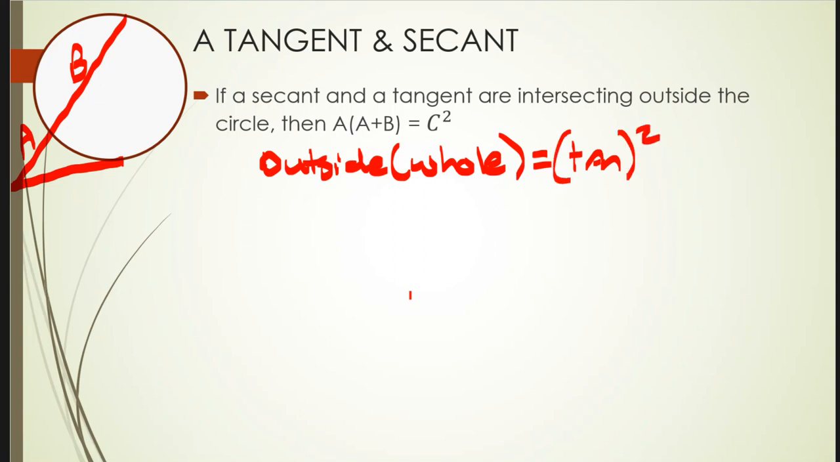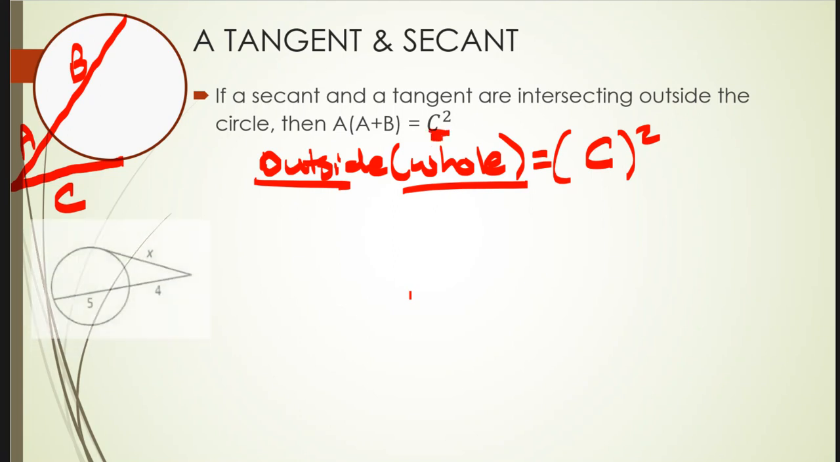So you can just say the tan squared. I don't know if that'll confuse you. Just write the c squared, whatever. But basically, again, it's always outside times whole. And this is the tangent here, the c. So that's the one that gets squared. Since the tangent only has one part, it's just squared. It doesn't have an a and a b.